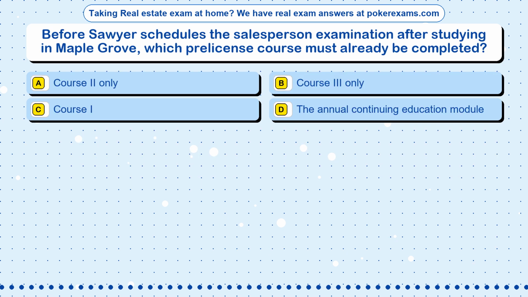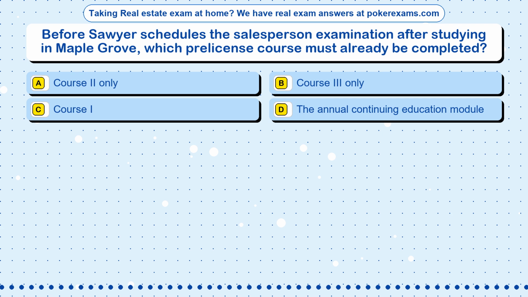Question 27. Before Sawyer schedules the salesperson examination after studying in Maple Grove, which pre-license course must already be completed? Option A, Course 2 only. Option B, Course 3 only. Option C, Course I. Option D, the annual continuing education module.